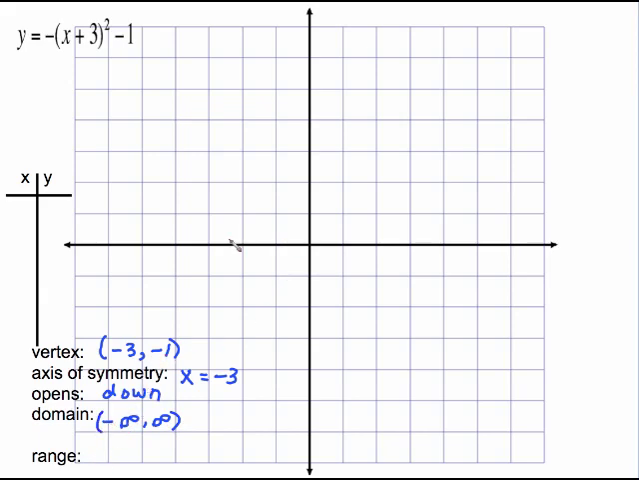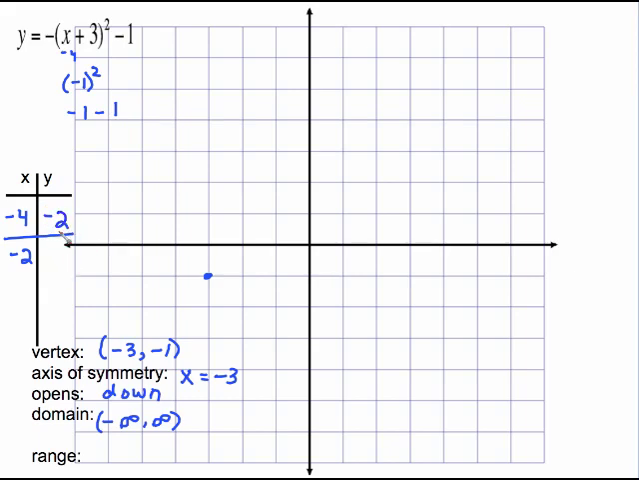So the vertex is -3, -1. That's our first point. The x value immediately to the left of -3 is -4. The x value immediately to the right is over here, which is -2. So we need to do the arithmetic on those values. Put -4 in here. -4 plus 3 is -1. -1 squared is 1, but there's still a negative hanging out front. Minus that 1 is going to give us -2.